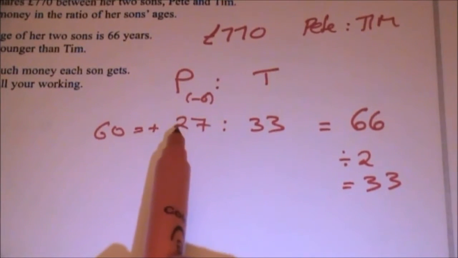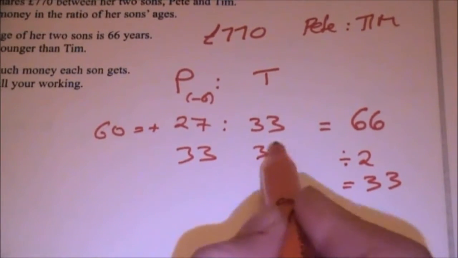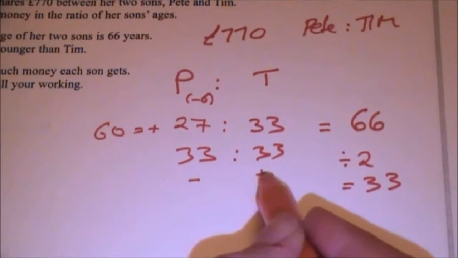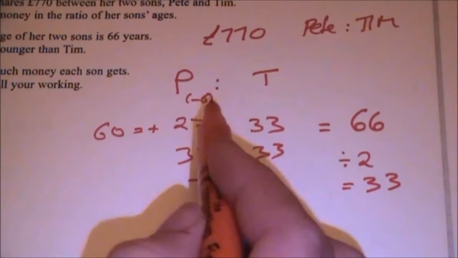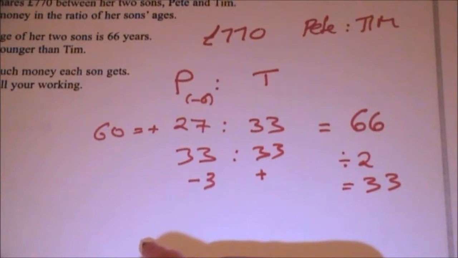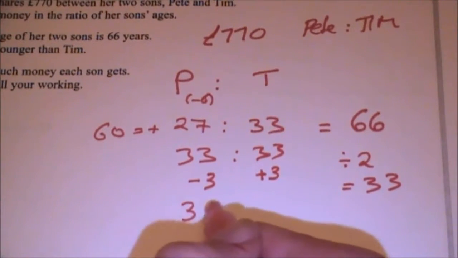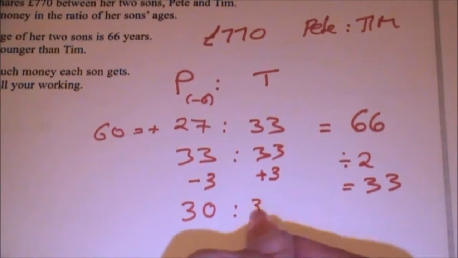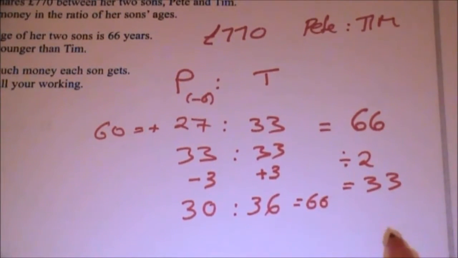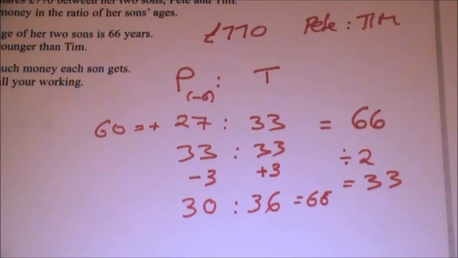So in order to be clever about this, you need to think they can't both be 33. But if I take some away from Pete, it's going to get added on to Tim. So I don't need to take 6 off Pete. I only need to take 3 off Pete, because then that 3 is going to be added to Tim, which would put Pete at 30 and Tim at 36. Now 30 and 36 go together to give you the 66 you wanted, and they also have a difference of 6. So they're the ages.